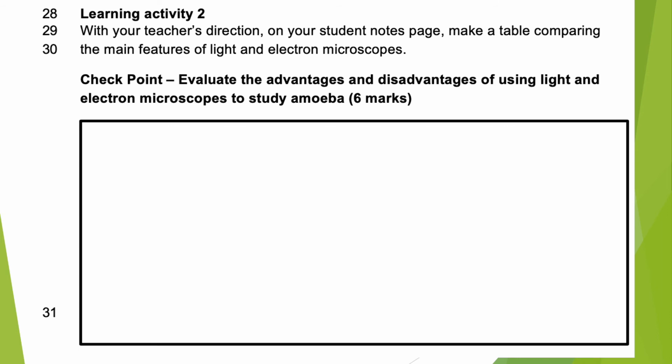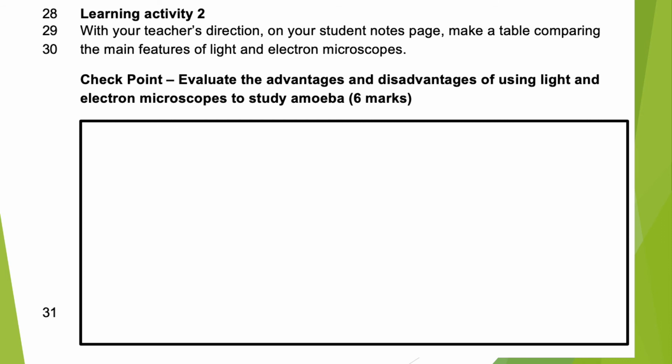Okay. So at the very end of the lesson, before the knowledge check, you'll see this learning activity 2, where it says, with your teacher's direction on your student's notes page, make a table comparing the main features of light and electron microscopes. This question is worth 6 points, which means hopefully you're able to tell me 6 distinct points of the advantages and disadvantages of light and electron microscopes.